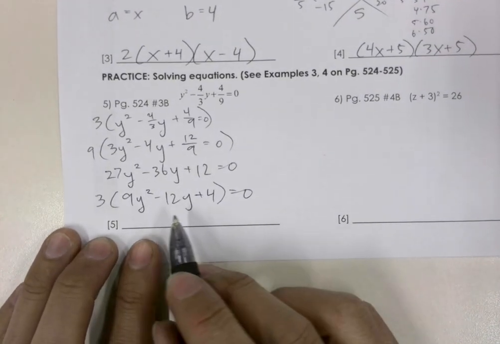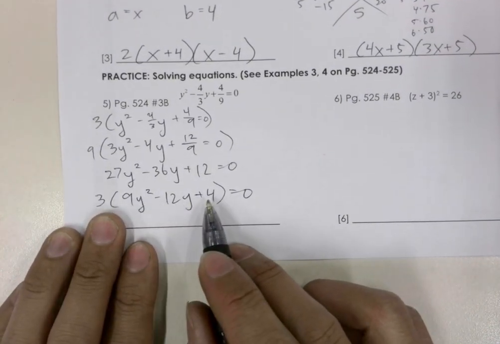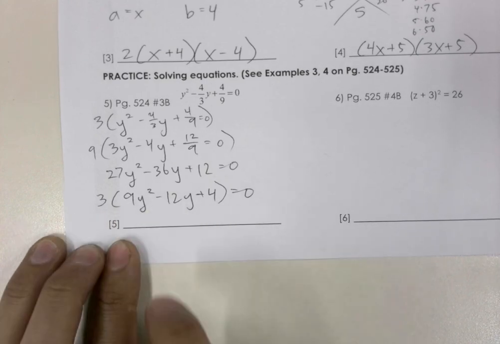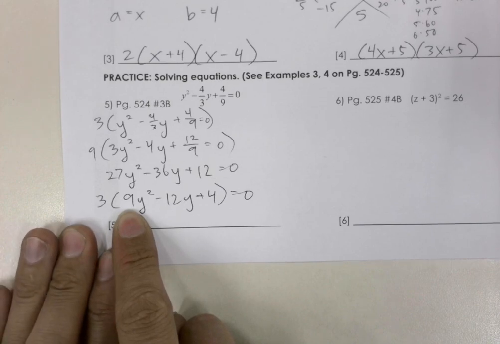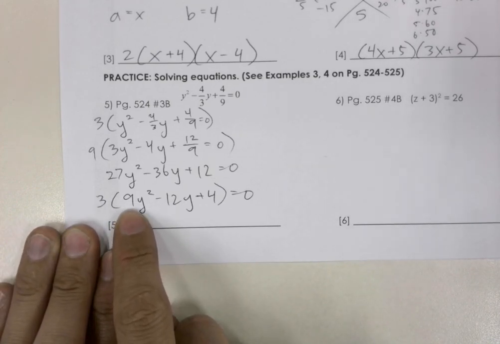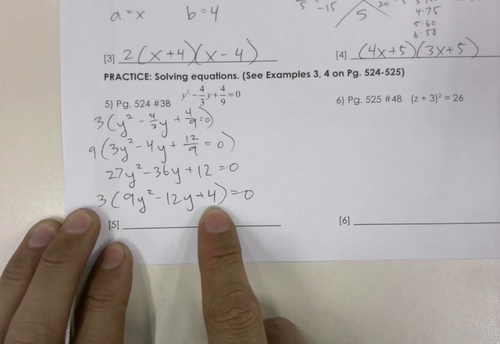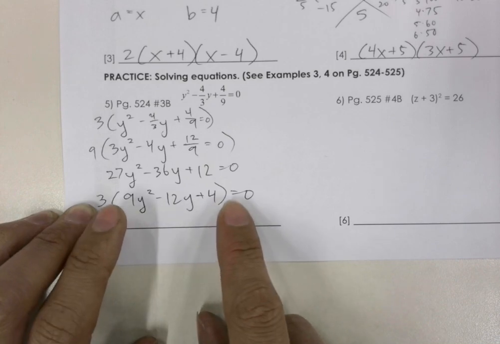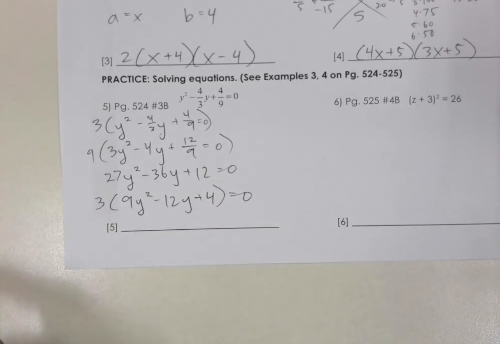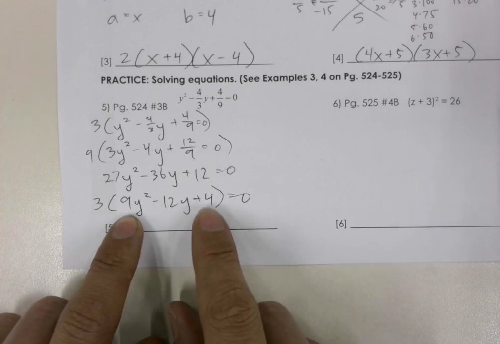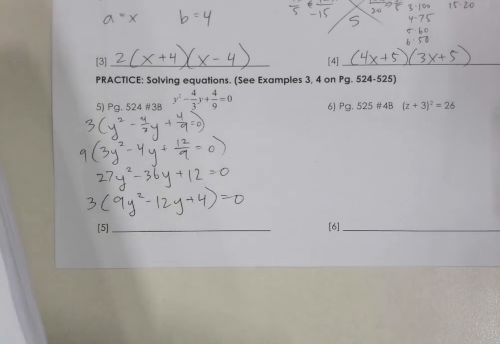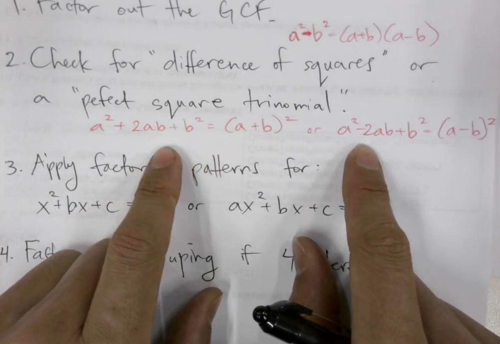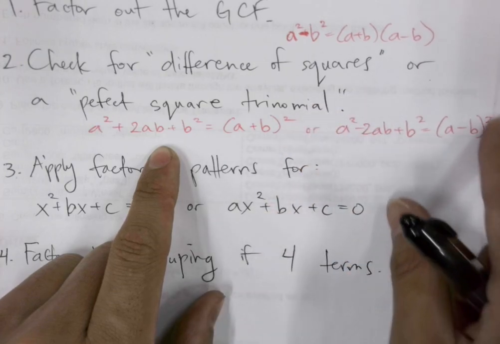Alright, so now looking at this polynomial inside of the parentheses, I can notice that my first term is a perfect square, and my last term is a perfect square. And the second term is the square root of the first term times the square root of the last term times 2. Right. So looking here, I can tell that it is a perfect square trinomial, and it fits this pattern here.